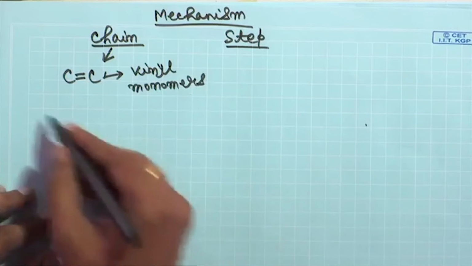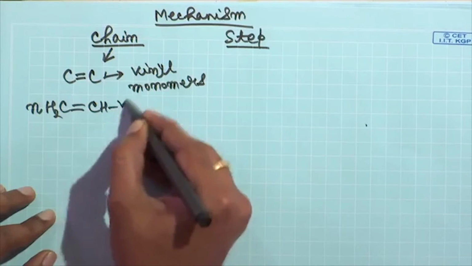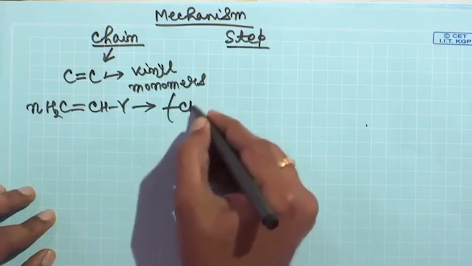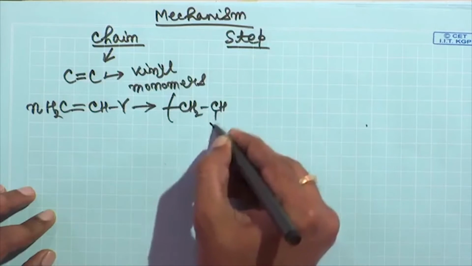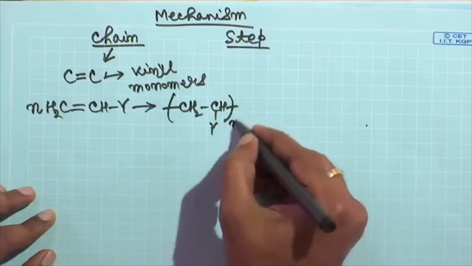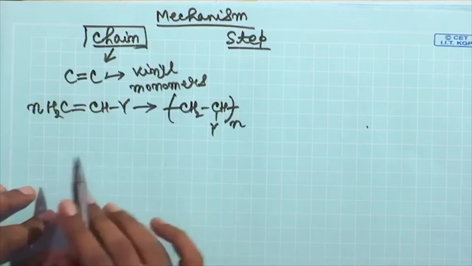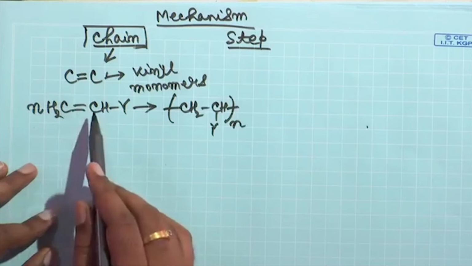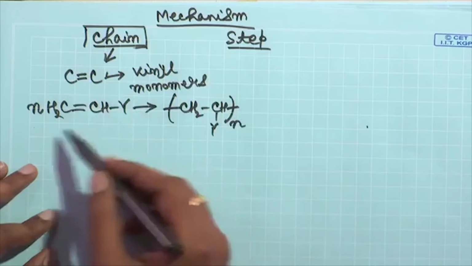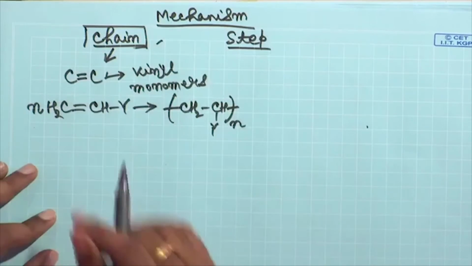Now, these vinyl monomers, when you polymerize, they will create this kind of product, very similar to, if you have ethylene, you have this polymer. So, this is chain polymerization. What happens is that you have an initiator that initiates the polymerization process, and then the successive addition of monomer units in a chain reaction occurs, and this particular process is called chain polymerization.